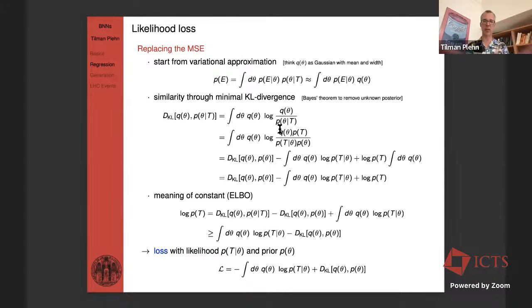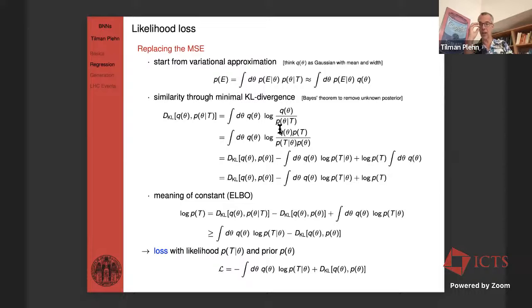Okay, and then all I do is I split this log into 3 different terms. The first term I get is the KL divergence of Q and P, so the distribution Q and the prior P. We'll see in a minute what that means. The second term is minus the samples, so integral d theta Q of theta, log of the likelihood, log P of T given theta, right? And the third term is log P of T, this is the evidence, times integral d theta Q of theta. Now, if you, by construction, manage to ensure that your Q of theta, your Gaussian distribution of the weights, is properly normalized, then that becomes log P of T. There's no theta dependence, which means we can drop it out of the training.